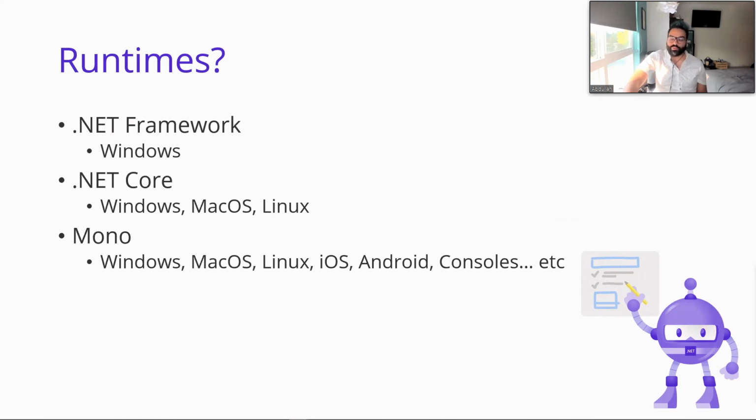And then there is Mono, which used to be an open source interpretation of .NET. And it used to be developed by a company called Xamarin that was acquired by Microsoft. And it enabled C# applications to run on Windows, Mac OS, Linux, iOS, Android, consoles, microwaves, all the things. I'm not sure about microwaves really. But since the acquisition of Xamarin by Microsoft, Mono became .NET. All of these three runtimes are .NET runtimes.